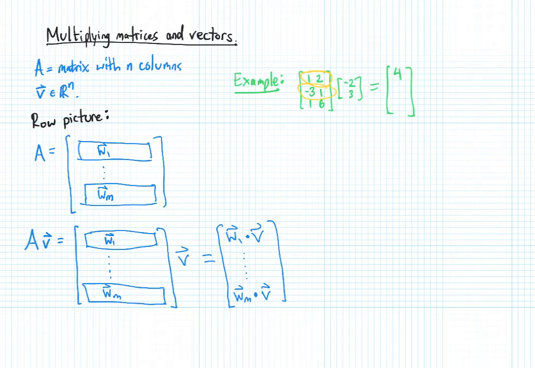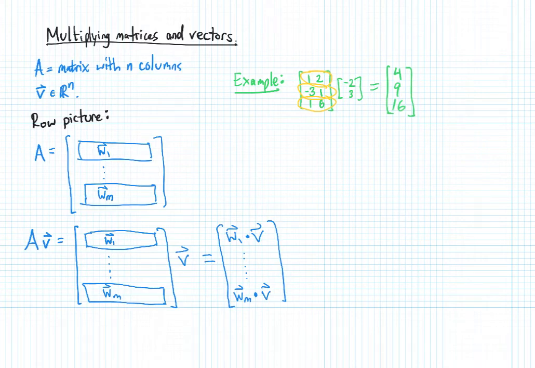And then you move to the next row, and the dot product there would be minus 3 times minus 2 is plus 6, and then plus 3 makes 9. And then you move to the next row, and you've got minus 2 plus 18 is 16. And so there you go. We've just multiplied a matrix times a vector.